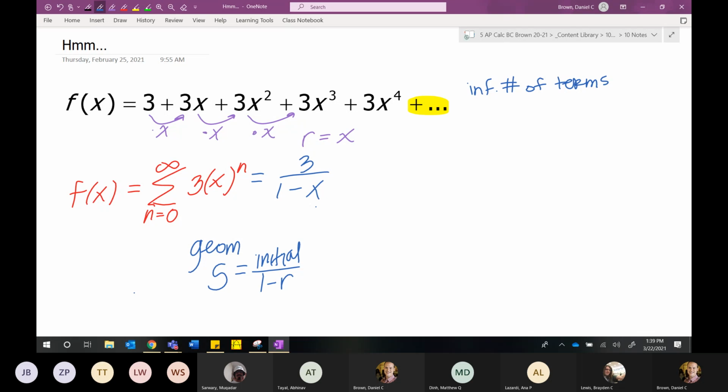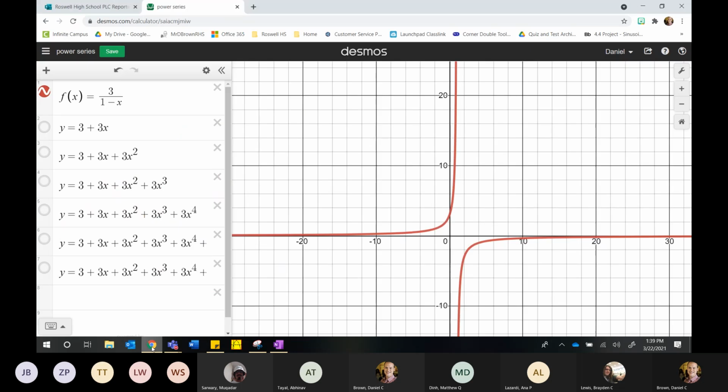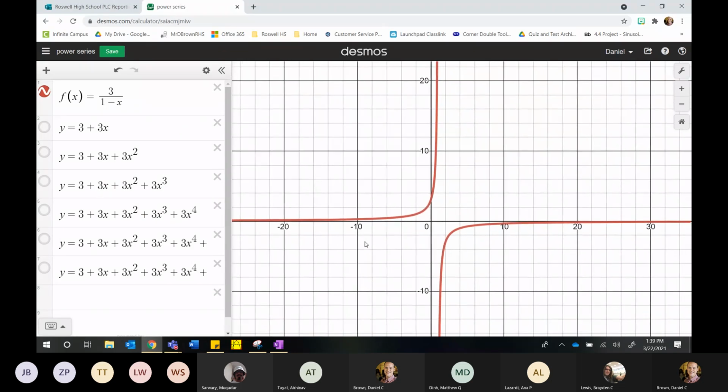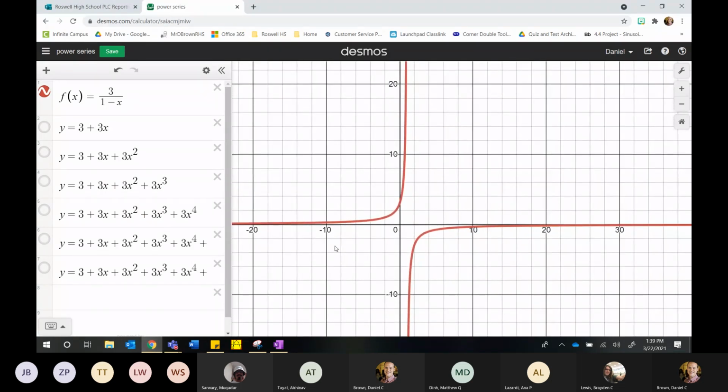To help you see why that is, I'm going to use Desmos to let us see this. So that is the graph of 3 over 1 minus x. We know it's a rational function, it has an asymptote at 1. Here is what the first two terms look like. That was n equal to 0 and n equal to 1. What do you notice about that line? What's special about it in terms of calculus? It's the tangent line.